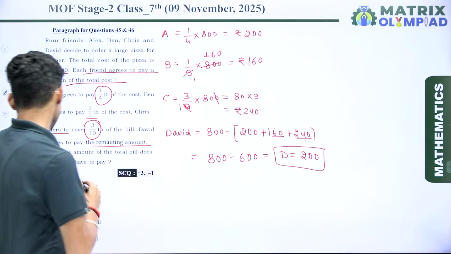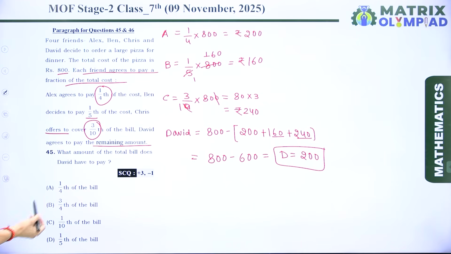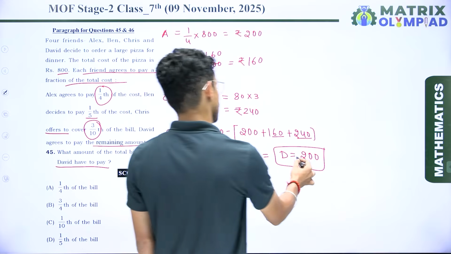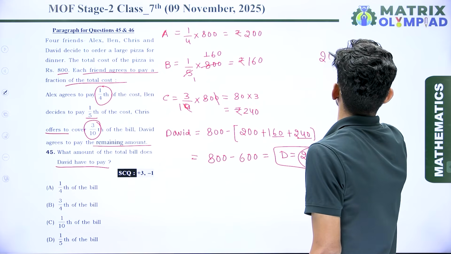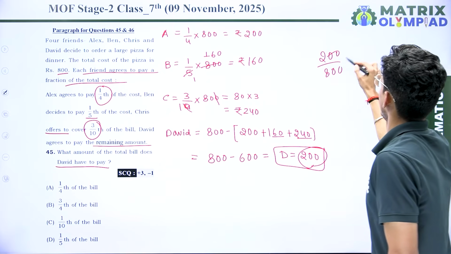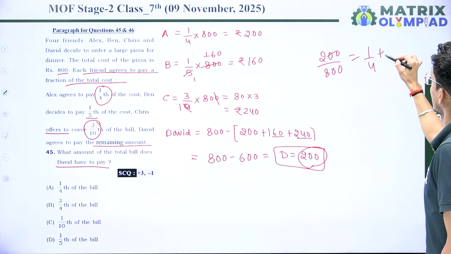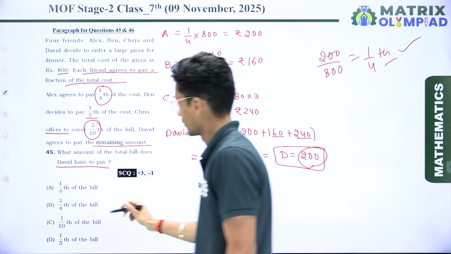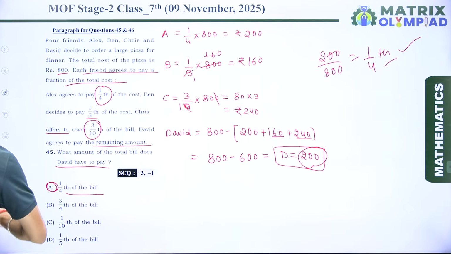Now the question is, what amount of the total bill does David have to pay? David has to pay 200 rupees, and 200 rupees is the 1/4 of the total bill. It means 1/4. It means option number A is the correct answer.